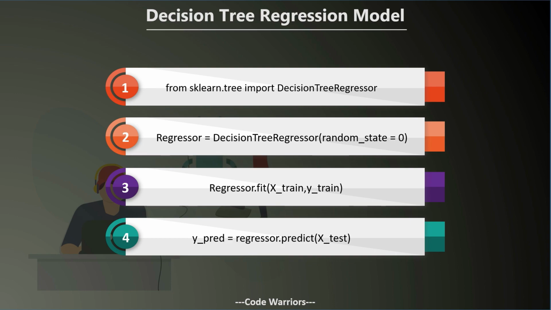After fitting and training our model, now we have to predict the outcome. So for predicting, we are going to use the dot predict method. So for this, we will use regressor dot predict, and we will pass the test data as the parameter. So X test is the testing data that we are going to pass, and the result will be stored in y_pred. So this is how the 4 lines will constitute a decision tree regression model.